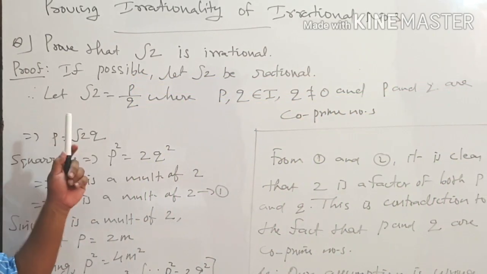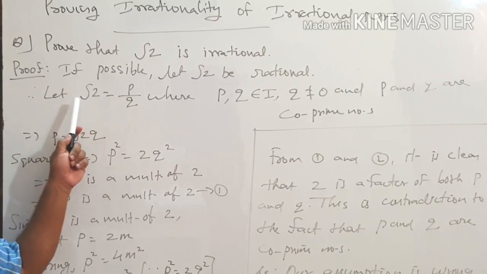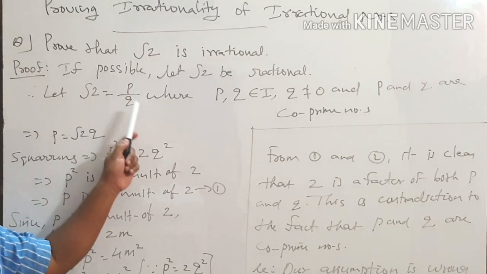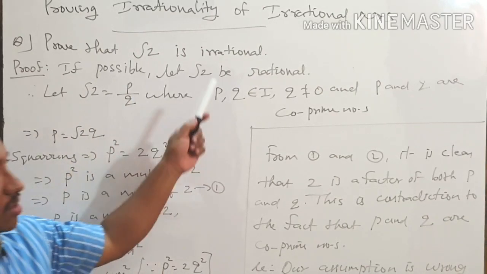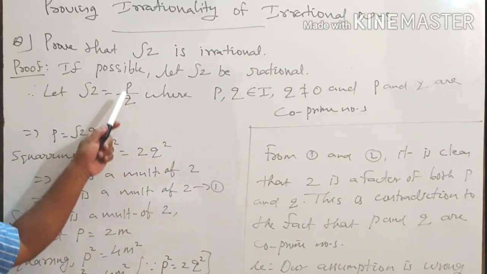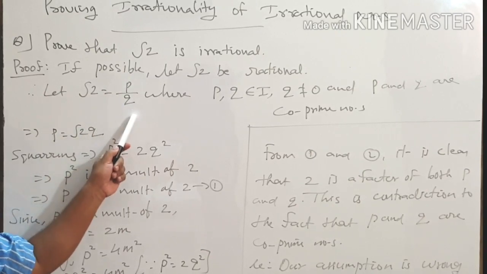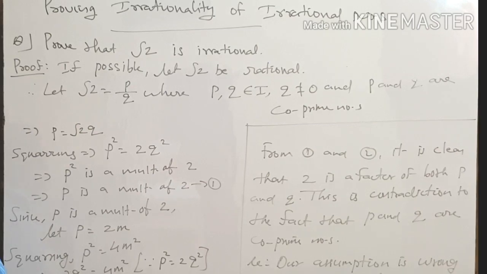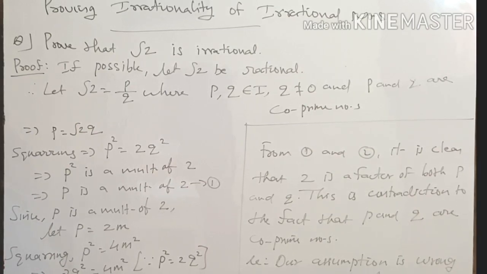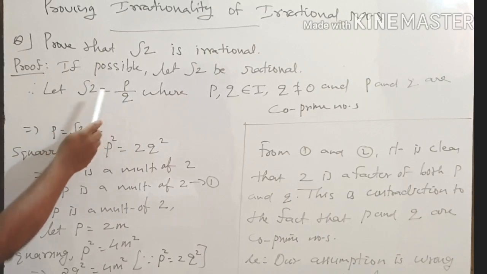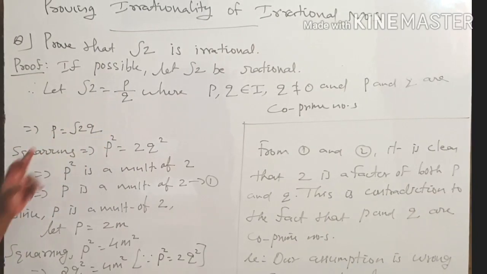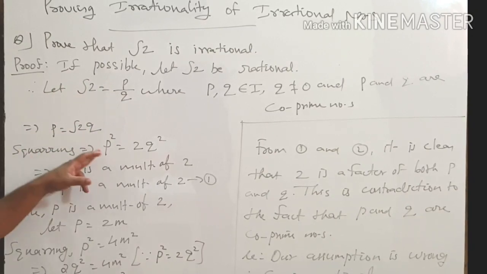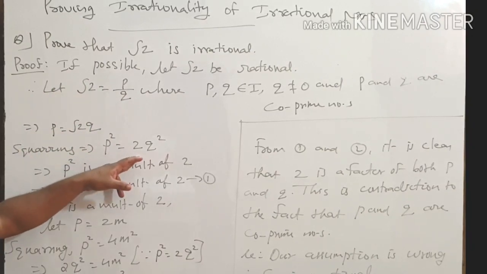Here, if we have a rational form for root 2, then it is equal to p by q. P and q are integers and q is not equal to 0, and p and q are co-prime, means p and q have no common factor other than 1. From this statement we have p is equal to root 2 into q by cross multiplication. On squaring we get p square is equal to 2q square.